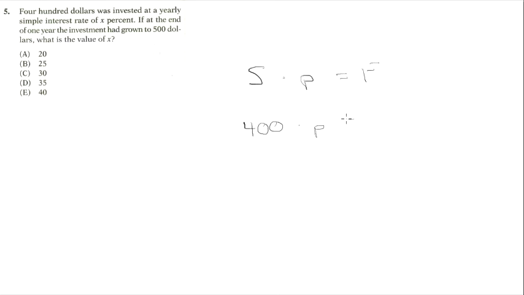times some percentage equals 500. Okay, so what that means, the percentage is going to be 500 divided by 400, which is 1.25. And because we have 1 plus 1/4. Right, if we get rid of those zeros, simplify this as a fraction, 1 1/4, which means we have 25%.